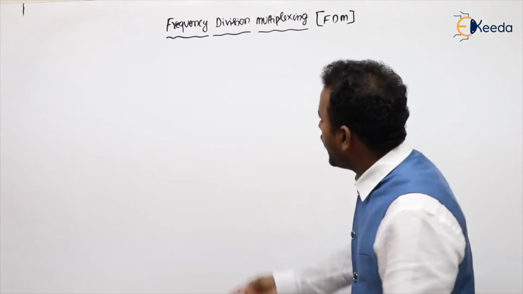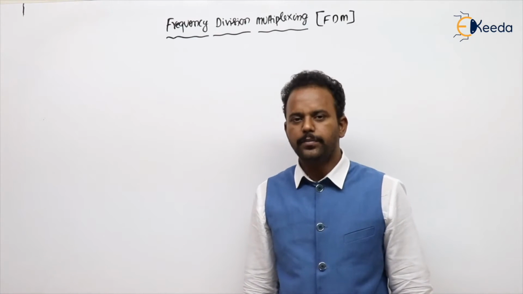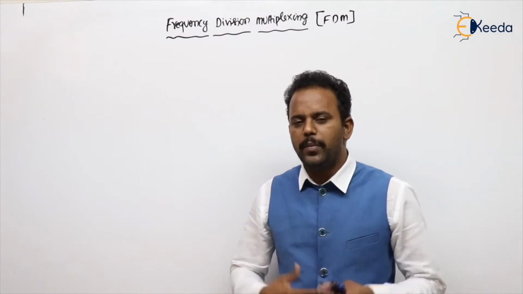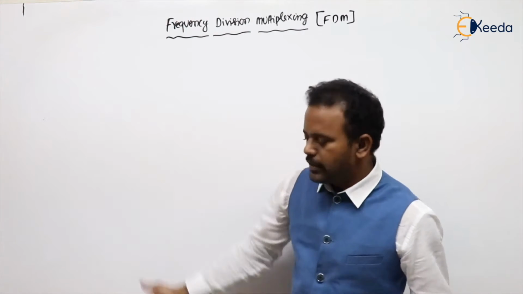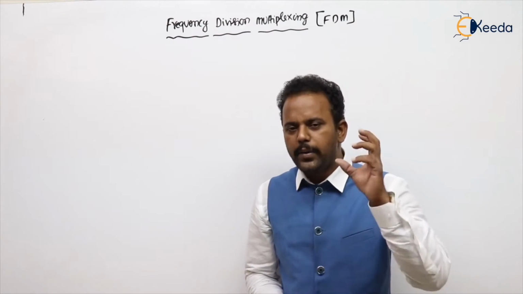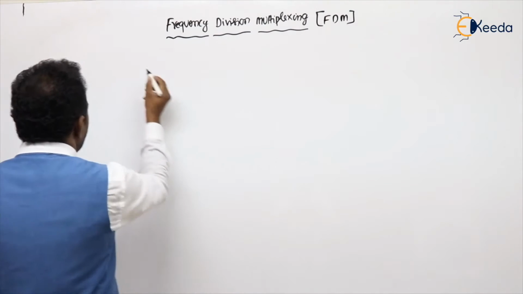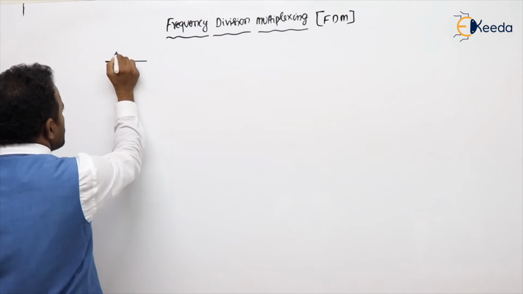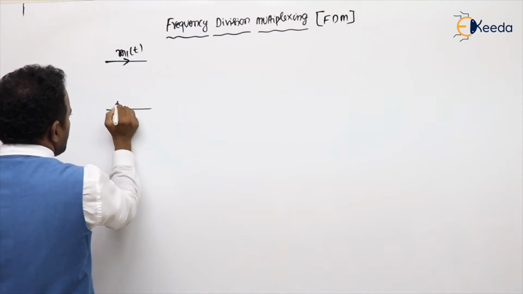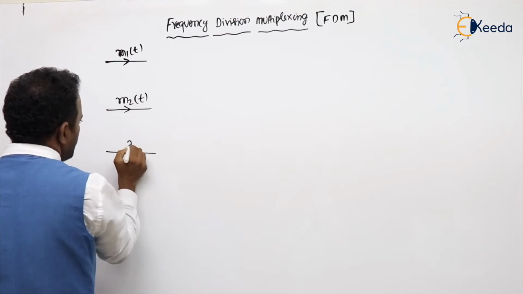Now, as the simplest diagram, we are going to discuss the FDM. Here, we can transmit multiple signals. Multiple means I cannot show you 100 or 1000 here. For our understanding, I am taking 3 messages. The first one is M1 of t, the second one M2 of t, the third one M3 of t.